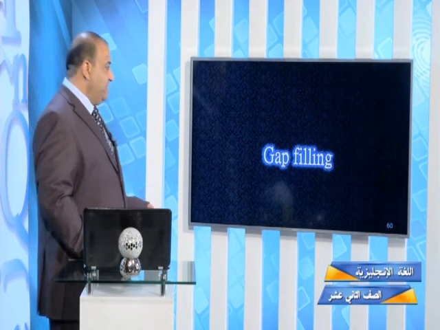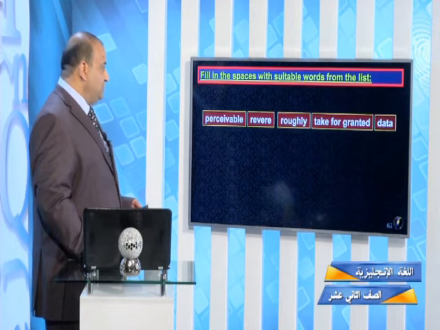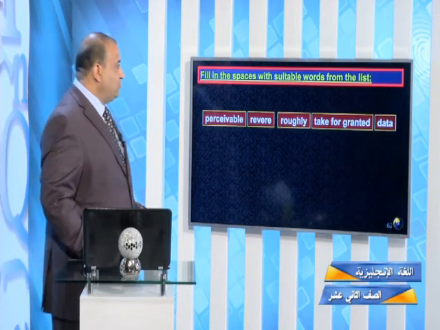Let's move now to some sentences that illustrate what we have already presented. It's a gap-filling task, practice 2. Fill in the spaces with suitable words from the list.